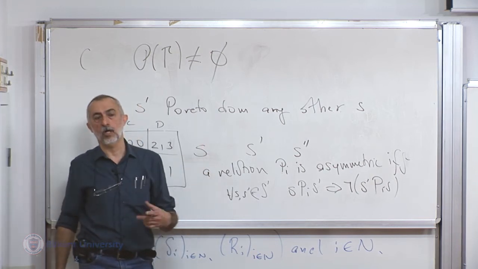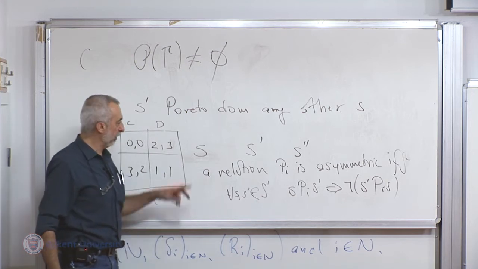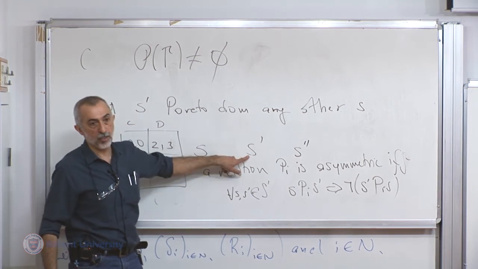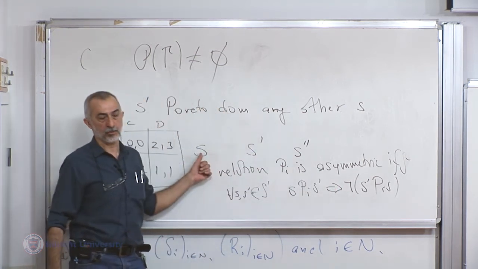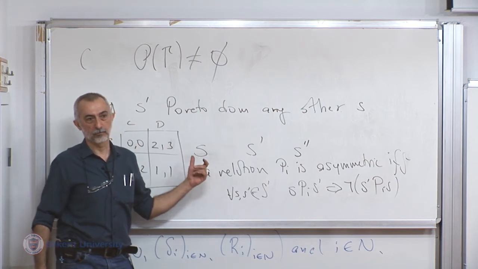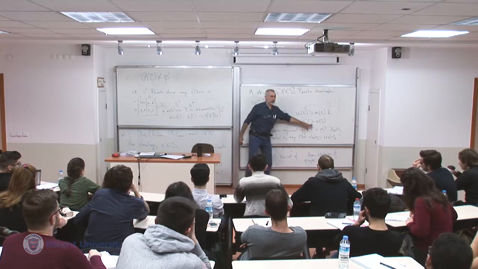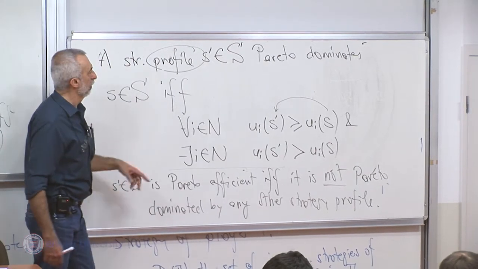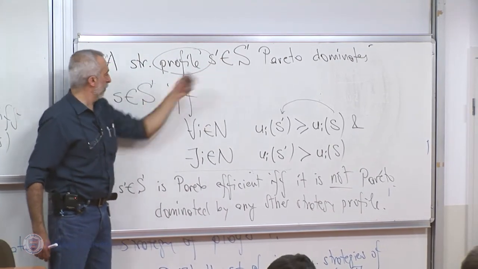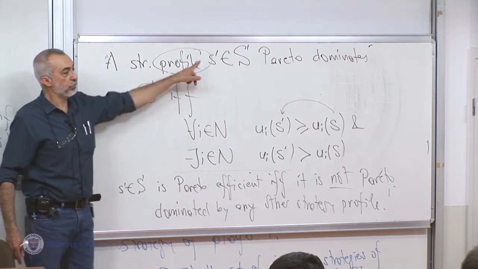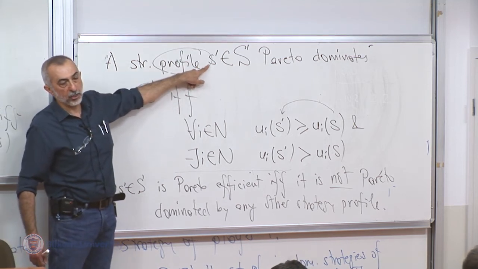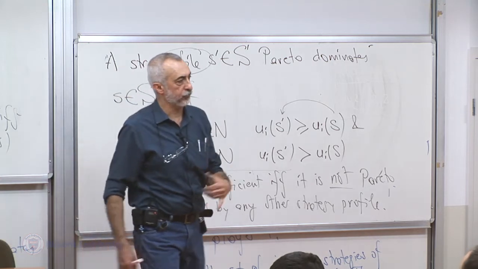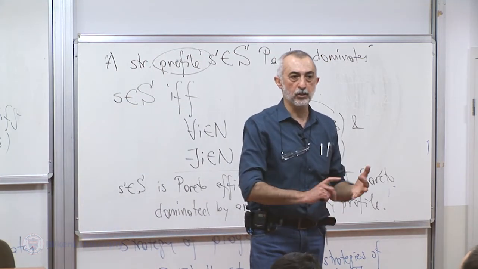So the Pareto domination relation is asymmetric if whenever S Pareto dominates S prime, then we can conclude that S prime does not Pareto dominate S. Is that the case? Again, because of that condition, the answer is yes. I'm not going to do it, it's just simple algebra. If S prime Pareto dominates S, S cannot Pareto dominate S prime. The Pareto domination relation is asymmetric. Ask the same questions to yourself for the dominance relation, the strict dominance relation.